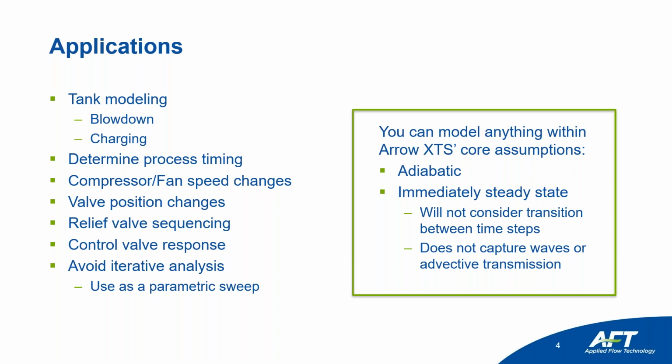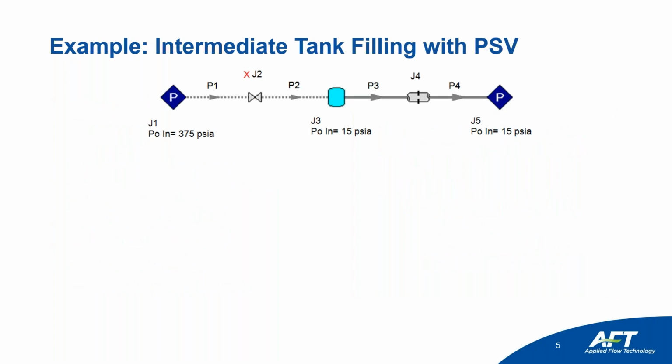Again, it's taking the steady state solver present in Arrow and in Fathom and applying that for transient analysis. So those are the two big assumptions. Try to keep those in the back of your mind as we start taking a look at our example.